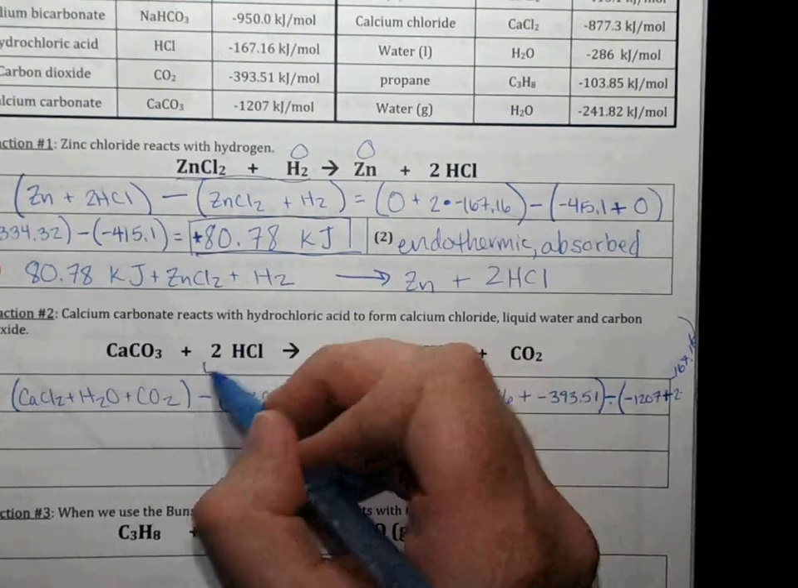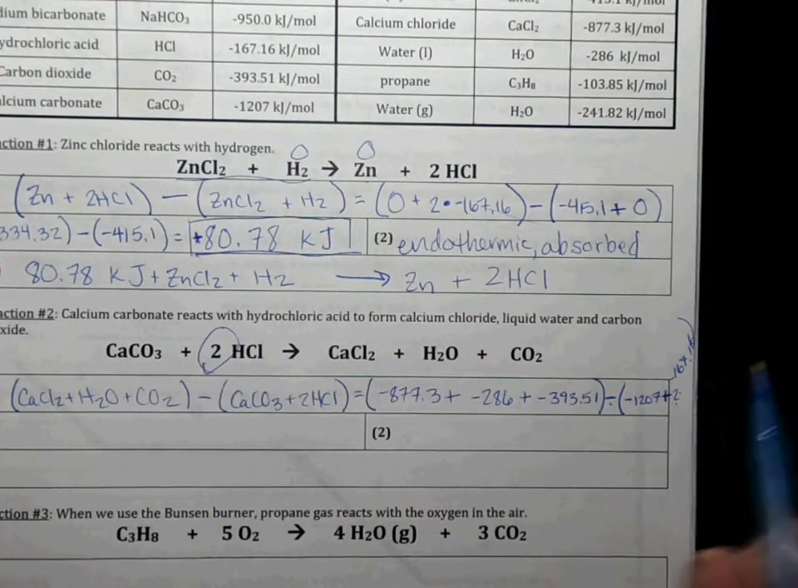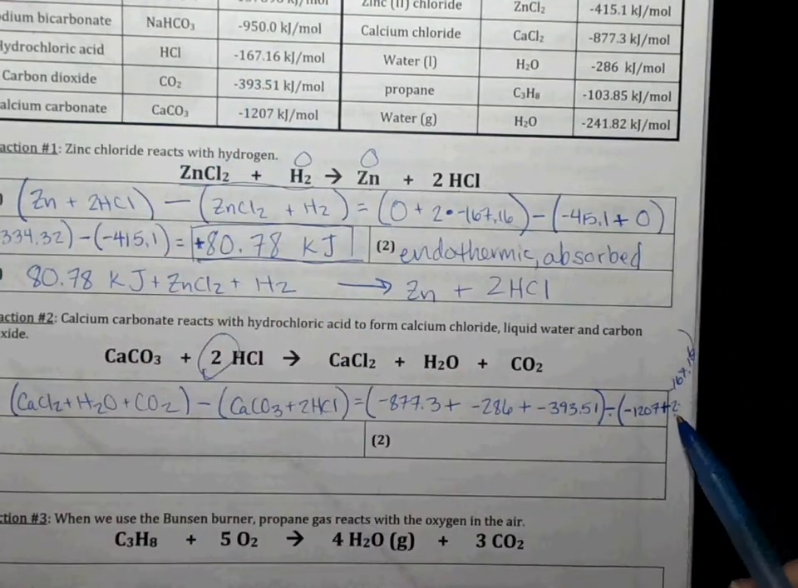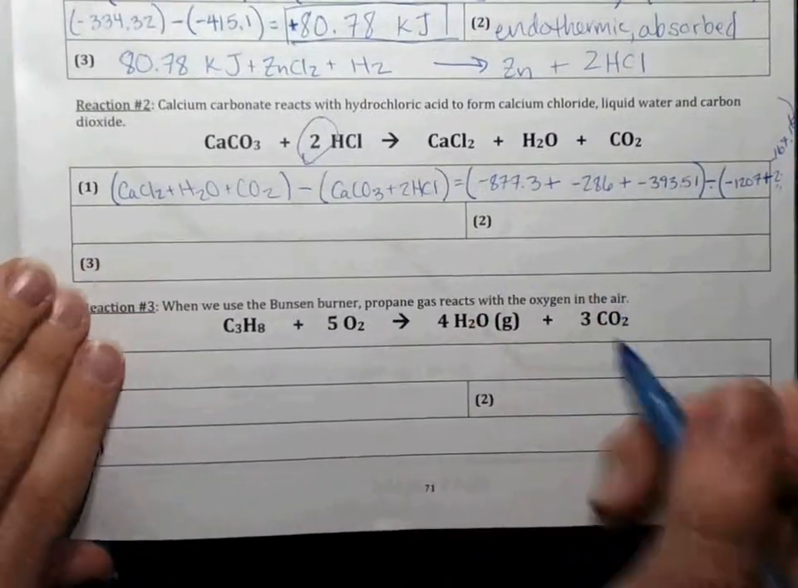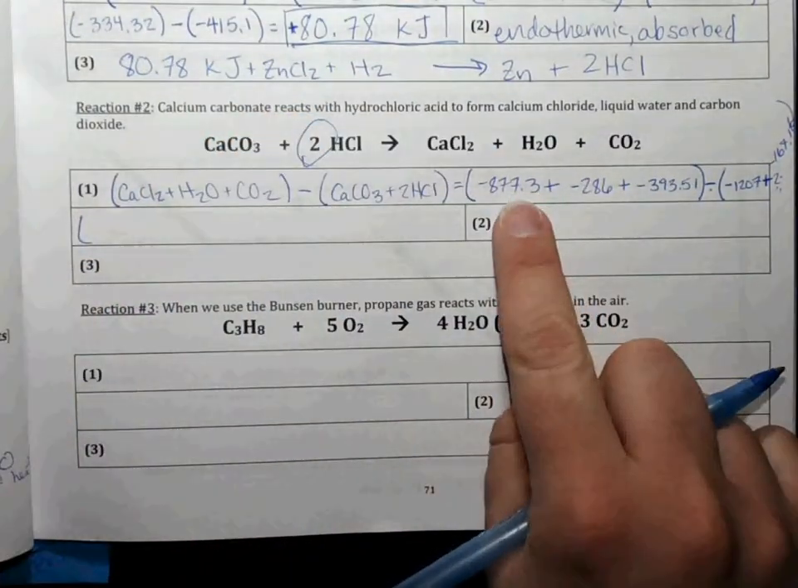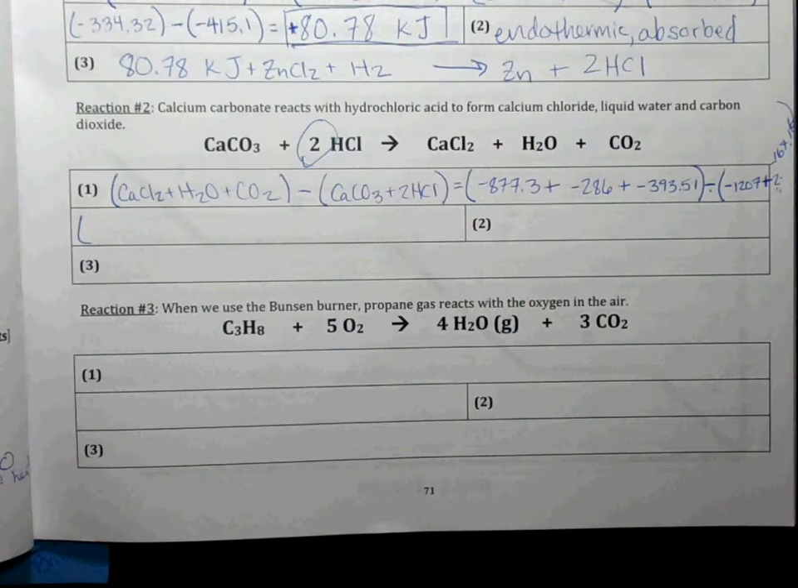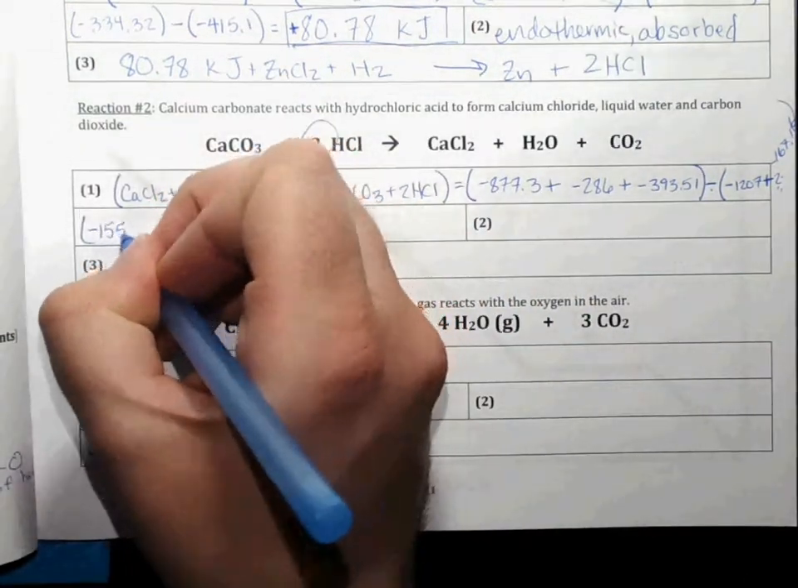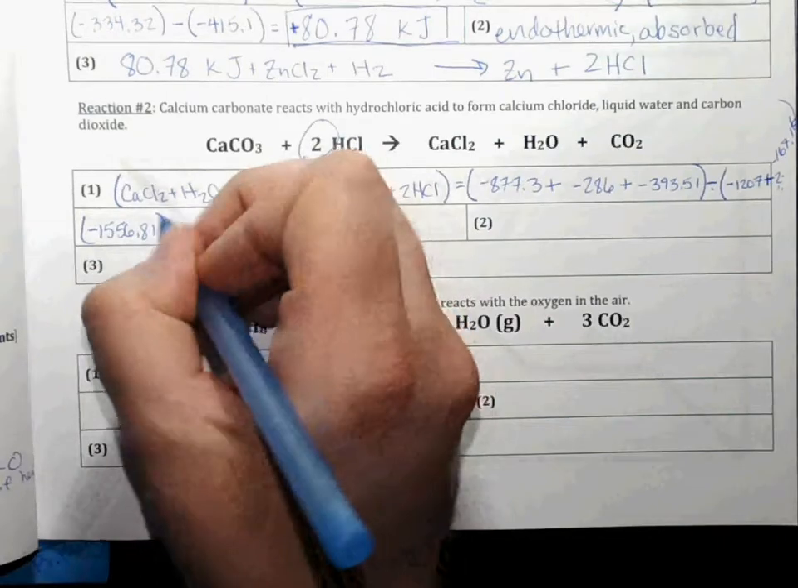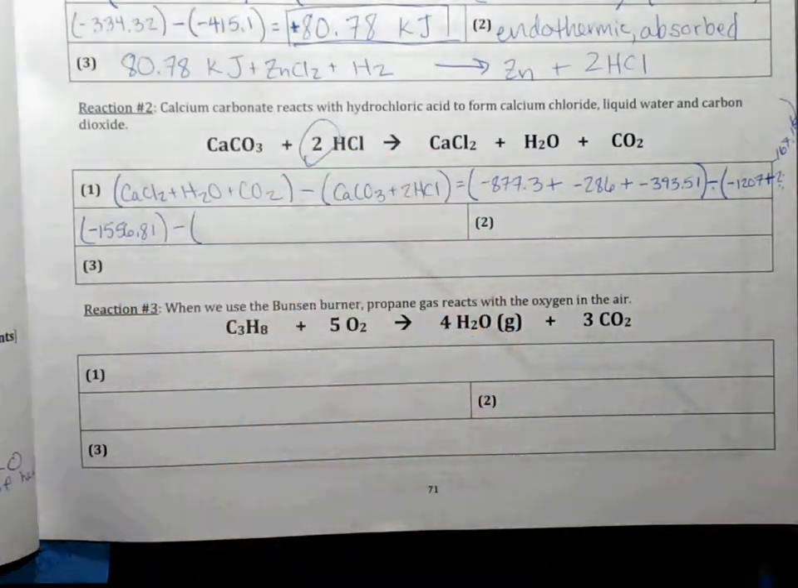Again, since this says 2HCl, you do have to multiply the number from the chart for HCl times 2. So we can simplify everything in these parentheses. The first set, I'm going to add negative 877.3 plus negative 286 plus negative 393.51, that's important. Make sure you hit all the negatives in your calculator. Again, if you skip a negative in your calculator, it's going to get you the wrong answer.